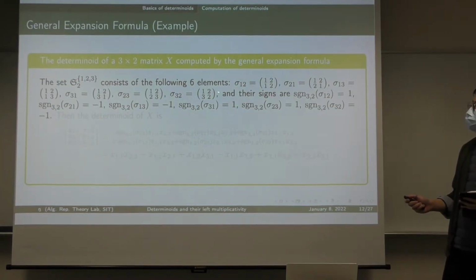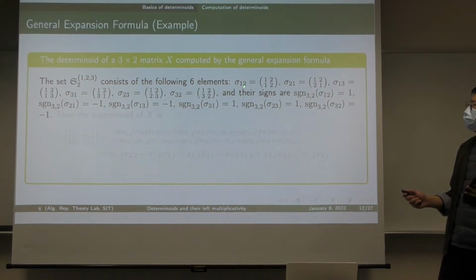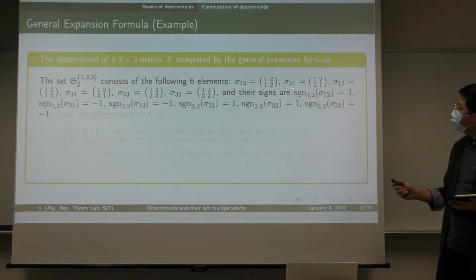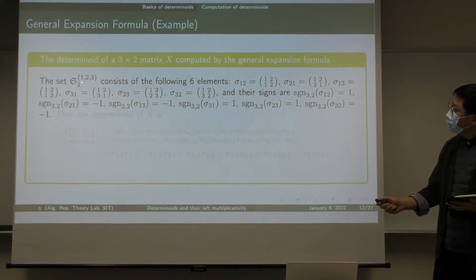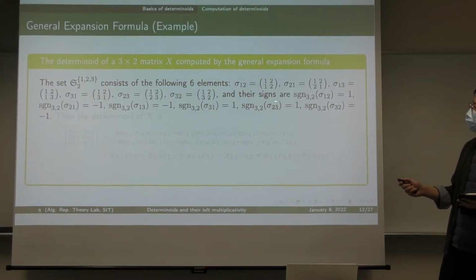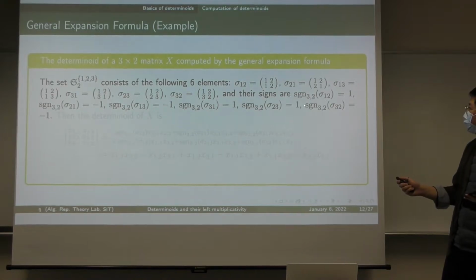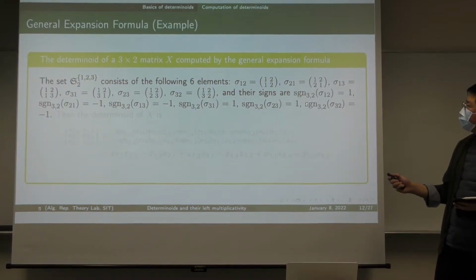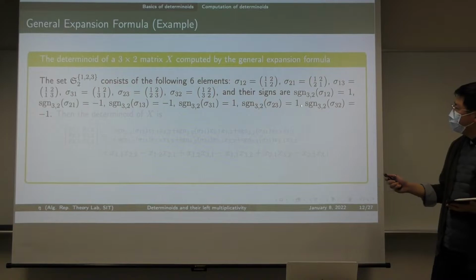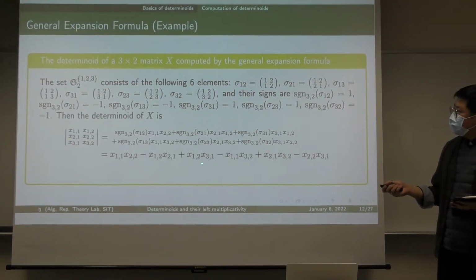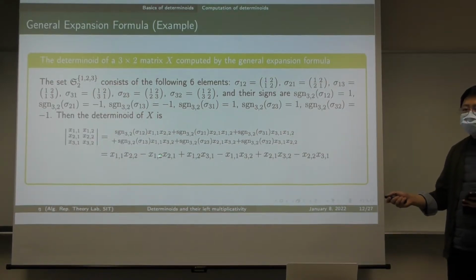So there are 6 elements. Previously we talked about 1,2; 1,3; and 2,3. And here we consider the reverse versions of them: 2,1; 3,1; and 3,2. So there are totally 6. And we compute the signs. Due to the complexity of calculating it, I just list out the results here. And substituting these 6 results back into the general expansion formula, we get the determinoid. So this one is the same again.